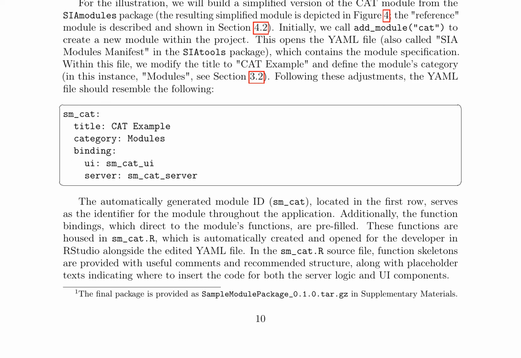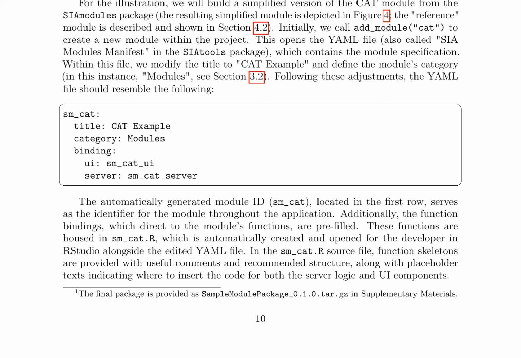The automatically generated module ID, sm_cat, serves as the identifier for the module throughout the application. Additionally, the function bindings, which direct to the module's functions, are prefilled. These functions are housed in sm_cat.R, which is automatically created and opened for the developer in RStudio alongside the edited YAML file.